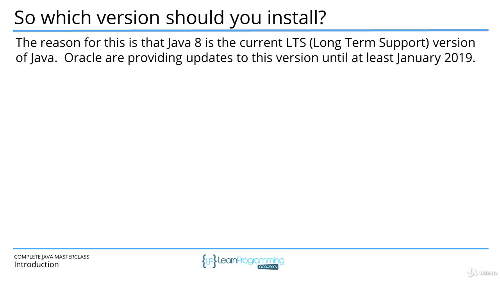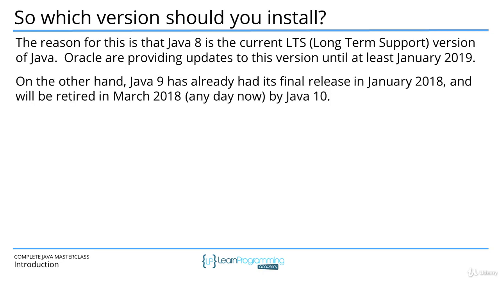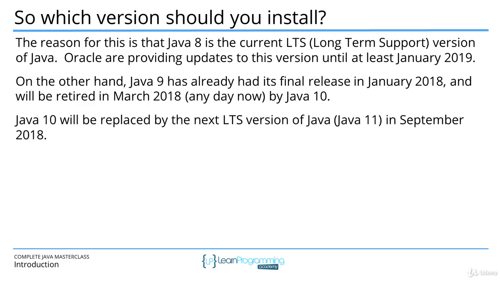Now the reason for this is that Java 8 is the current LTS version of Java, and LTS stands for long-term support. So Oracle, who are the owners of Java, are providing updates to this version until at least January 2019. On the other hand, Java 9 has already had its final release in January 2018 and will be retired in March 2018, literally any day now as I'm recording this, and it's going to be replaced by Java 10. So Java 10, when it comes out, will then itself be replaced by the next long-term support version of Java, which is Java 11, coming out in September 2018.